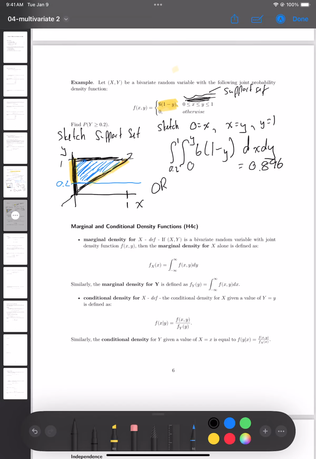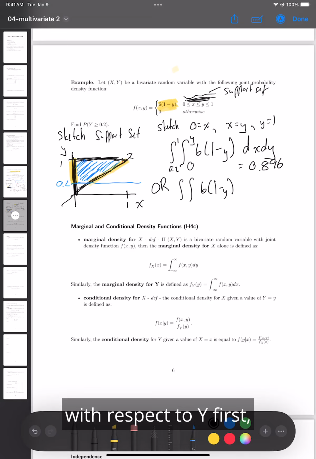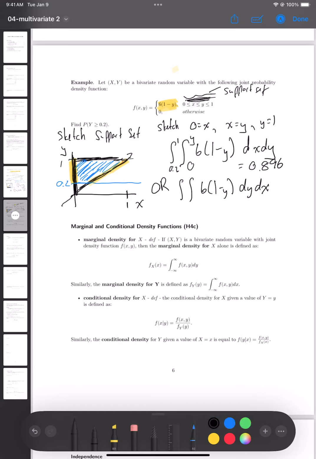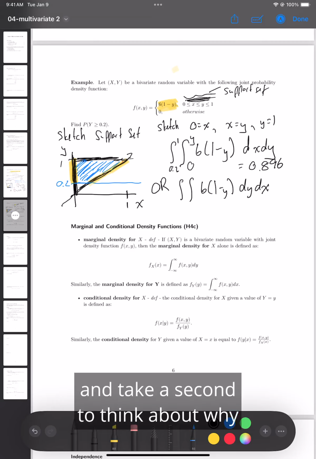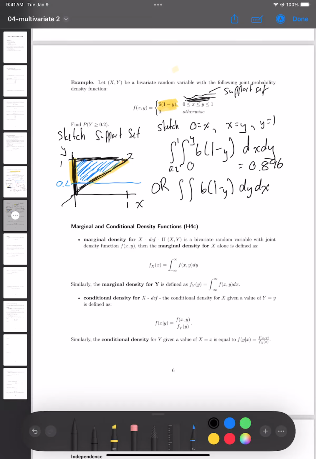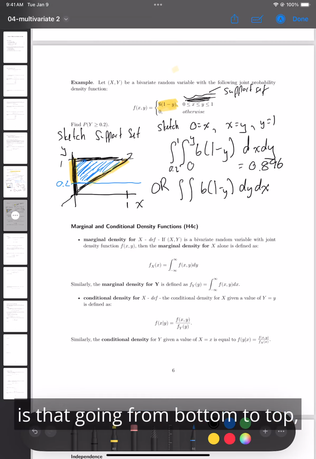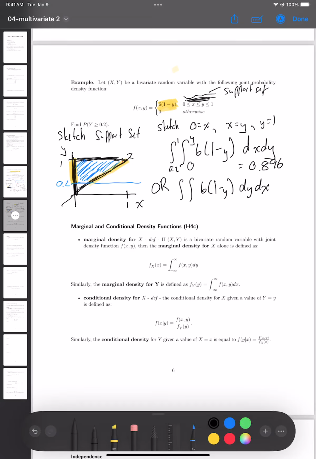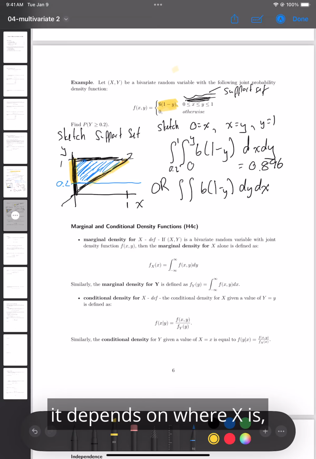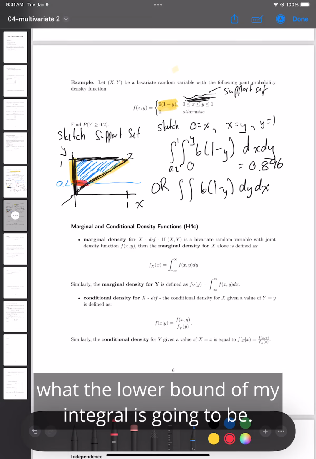Now, we're going to suppose that we integrate with respect to y first. And take a second to think about why this is going to be more challenging. So the reason it's going to be more challenging is that going from bottom to top, it depends on where x is, what the lower bound of my integral is going to be.